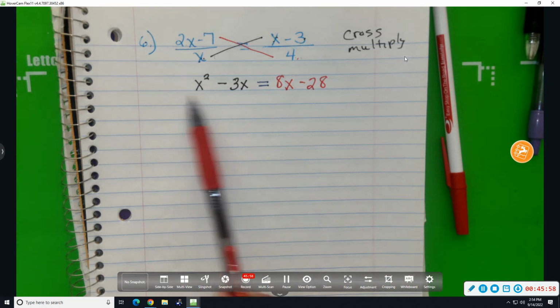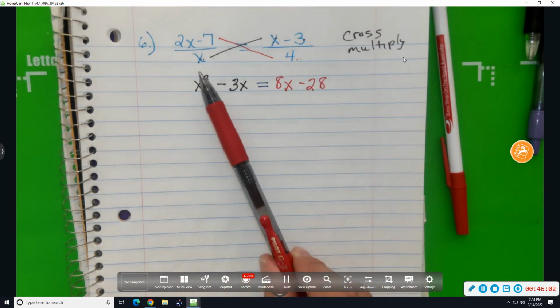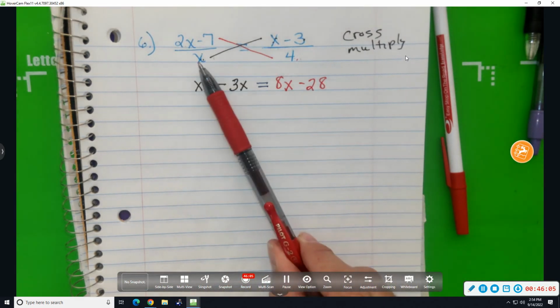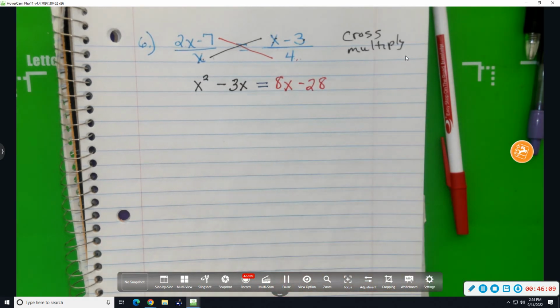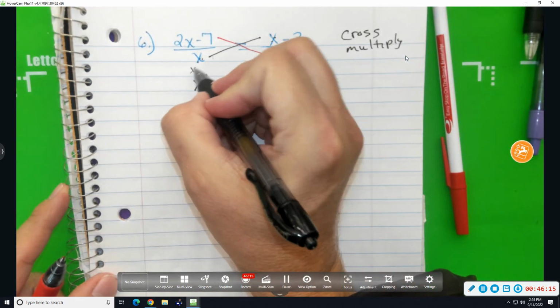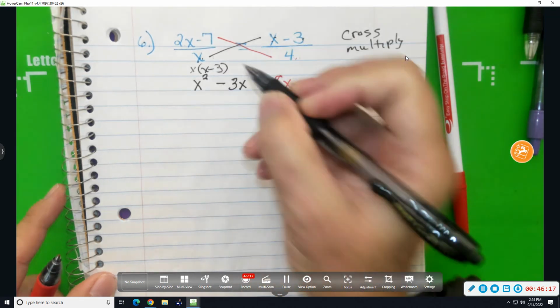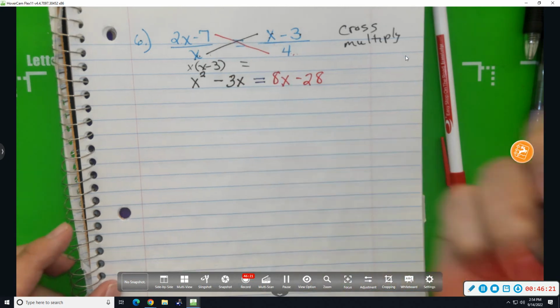Let's continue on. Any questions on how I got this x squared minus 3x? It's x times x minus 3. Here, I'll write it out, okay? It's x times x minus 3. Here's the little step that we're skipping. Equals the 4 times 2x minus 7.